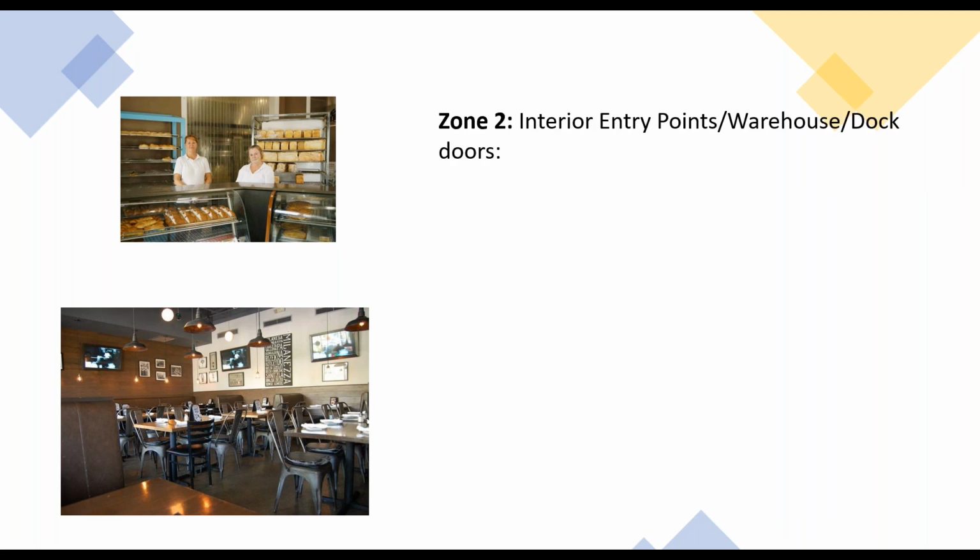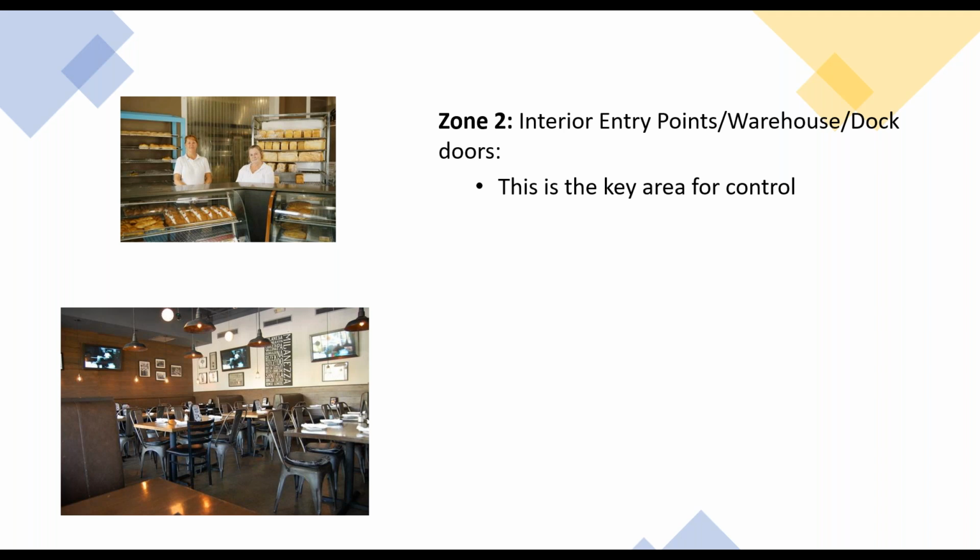Now let's talk about zone 2. Zone 2 is inside the building, inside the warehouse and dock areas, and more towards the interior of a restaurant or a bar or something like that. So zone 2 is a key area for control.